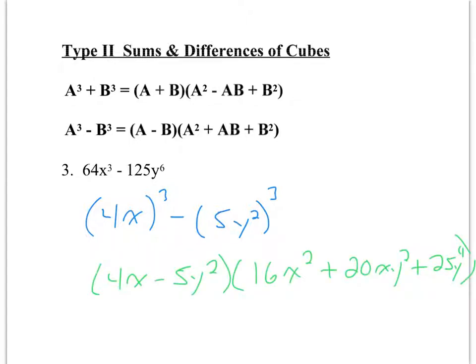Okay, you should have gotten 4x minus 5y squared times, okay, the a squared, the 4x quantity squared, is going to be 16x squared. That's 4x times 4x, plus ab, that's going to be 4x times 5y squared. 4x times 5y squared is 20xy squared, plus 5y squared squared. 5y squared squared is 25y to the fourth. That's a 4 right there. And that is your final answer, your difference of cubes written in factored form.